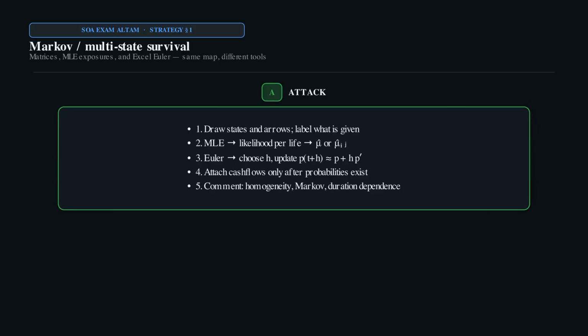Attack checklist. First, draw states and arrows and label what is given: P, mu, or data. If MLE, write the likelihood contribution per life, then the estimator. If Euler, choose H and update the probability vector. Attach cash flows only after probabilities exist, and say whether the benefit is occupancy or transition. Finish verbal parts on homogeneity and Markov assumptions.